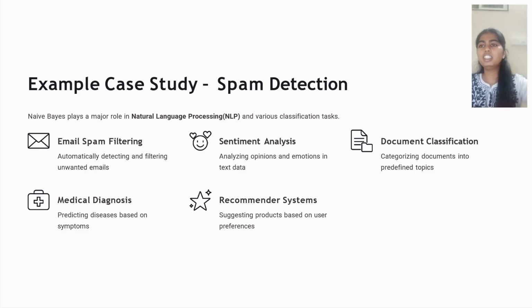Example case study. Let's look at another real world example, sentiment analysis. In this case, Naive Bayes is trained on a dataset of movie reviews labeled as positive or negative. Each word in a review is treated as a feature. The model learns how often certain words appear in positive and negative reviews. When a new review comes in, the algorithm calculates the probabilities for both classes, positive and negative. It predicts the class with higher probability. This approach allows Naive Bayes to quickly and accurately determine the sentiment behind a piece of text.